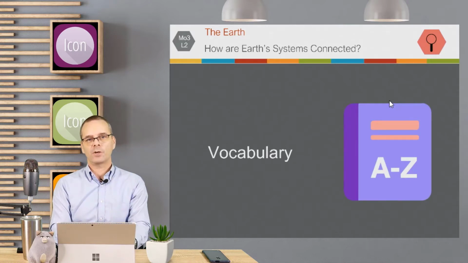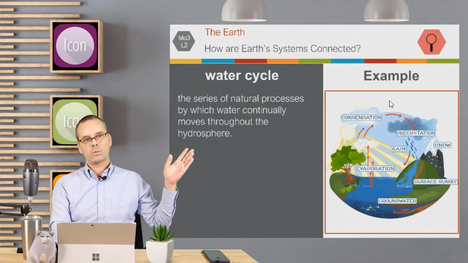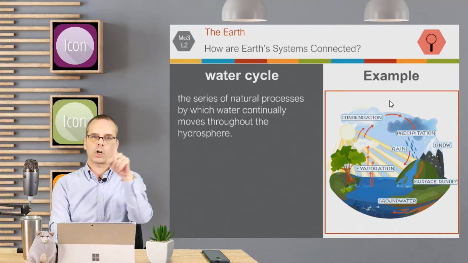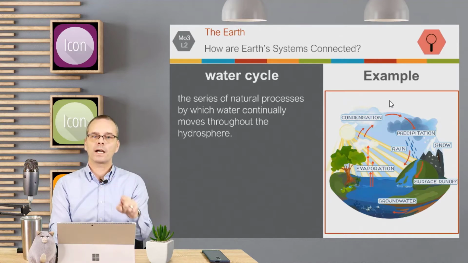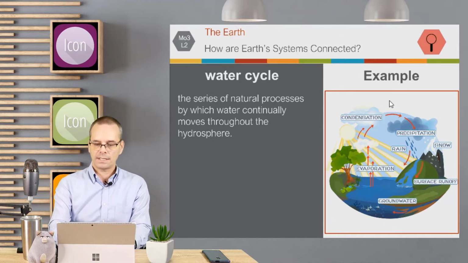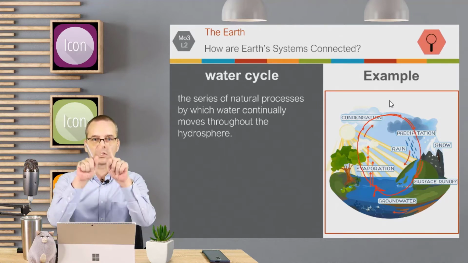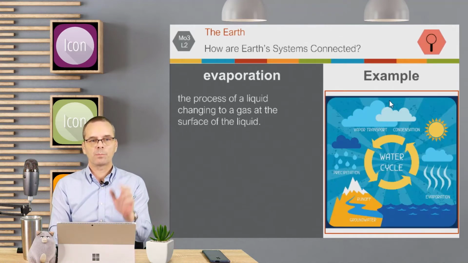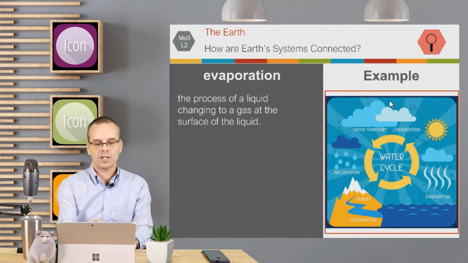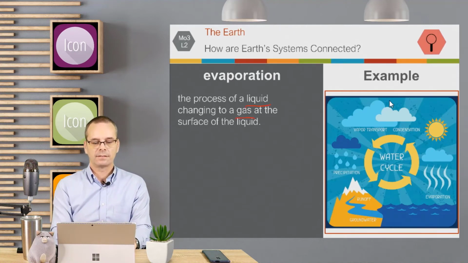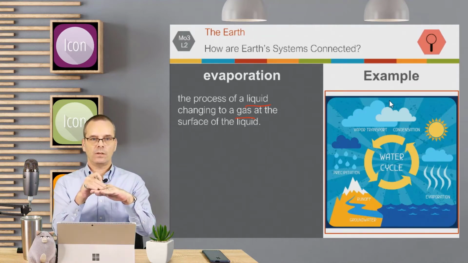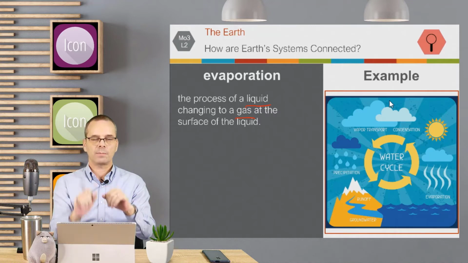So let's start with some key vocabulary. The first word is water cycle. Now, water cycle is the series of natural processes by which water continually moves throughout the hydrosphere. So you can see an example here where it's constantly moving. Now remember, cycle means circle. Evaporation is the process of a liquid changing into a gas at the surface of the liquid. So evaporation is at the surface of the liquid when it turns into a gas and goes up into the atmosphere.